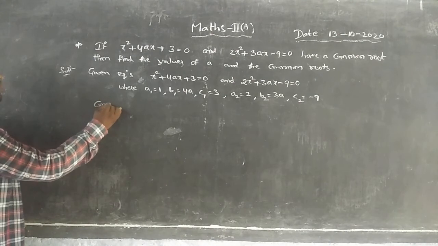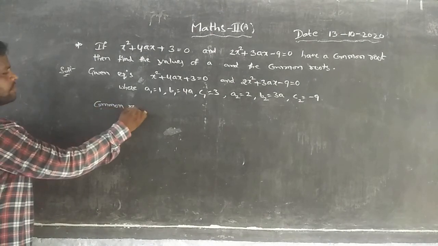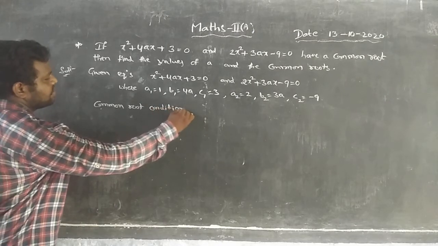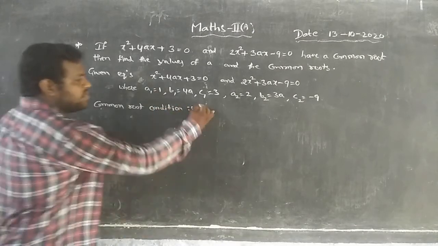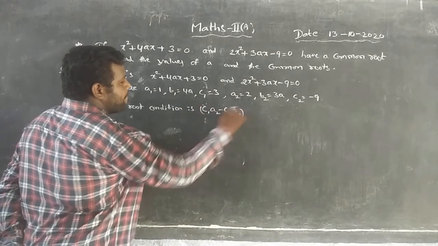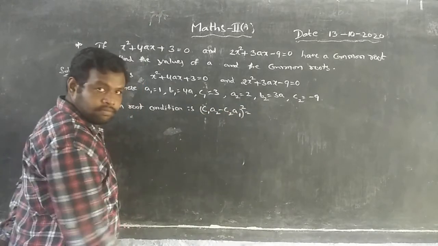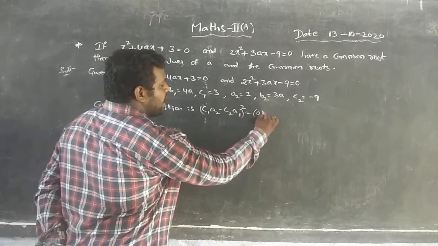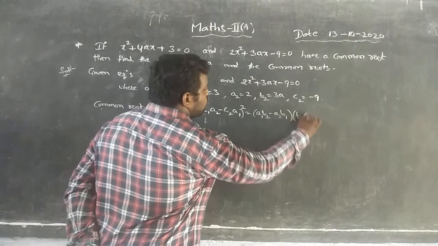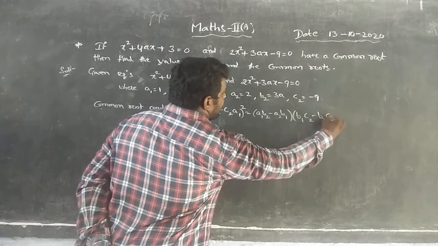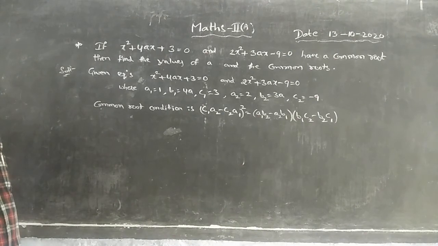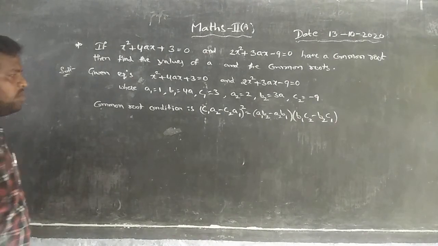Common root condition. Common root condition is (c1a2 minus c2a1) whole square is equal to (a1b2 minus a2b1) into (b1c2 minus b2c1). Now we can substitute the values a1, b1, c1, a2, b2 and c2 into this condition.